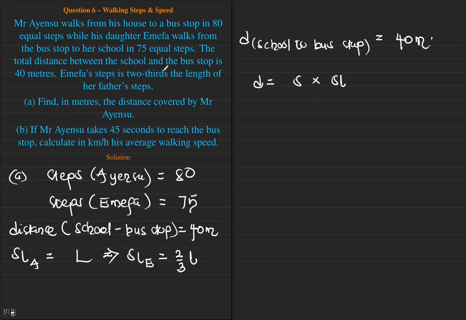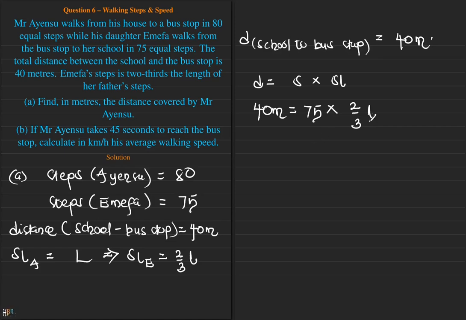So in this case, it is only the daughter that went forward to the school. We are saying the number of equal steps Emefa walks from the bus stop to the school is 75. We also know that distance. So we come back and say this 40 meters is equal to the steps. The steps is what? 75. Then times Emefa's step length. And Emefa's step length is simply 2/3L.